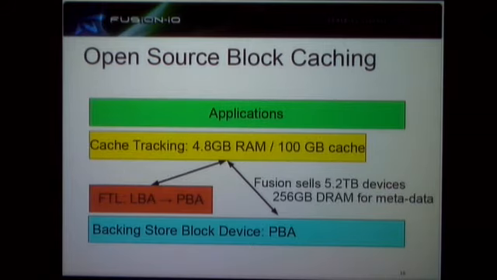The mapping overhead that's required for block caching in FlashCache is about 4.8 gigs of in-memory data per 100 gigs of data on the drive. Currently, Fusion is selling a 5.2 terabyte device, which means that if companies or people want to use block caching on a large device, they're going to need to buy a machine that has at least 256 gigs of RAM simply to use that. That's just not feasible, right? Everyone realizes that you're trying to minimize costs by doing block caching, and so having to buy a 256 gig RAM machine makes this a non-starter.